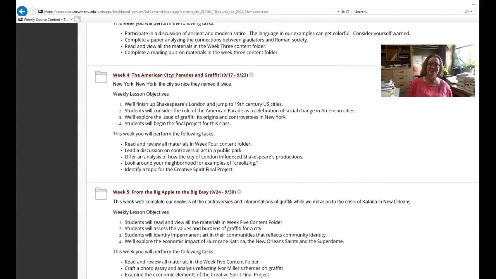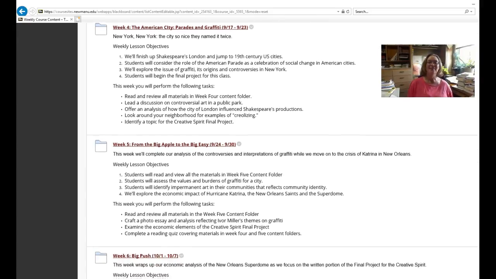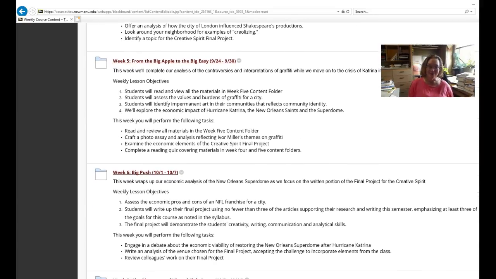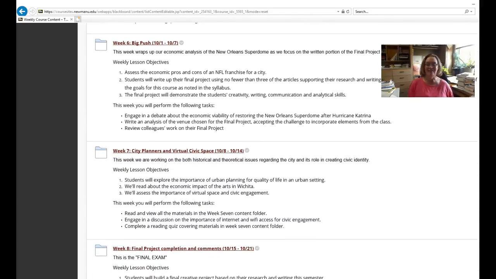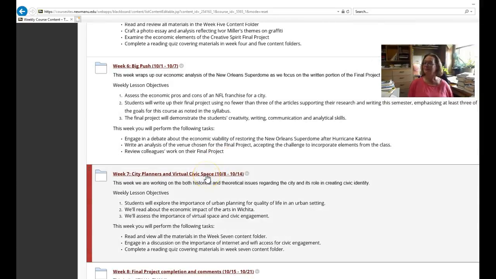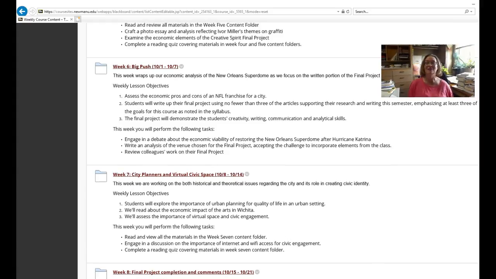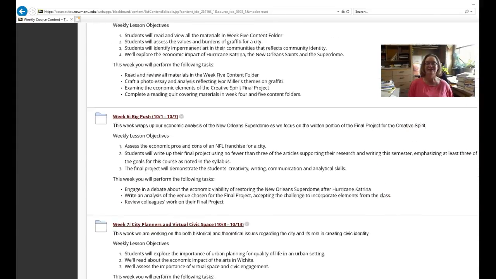Week 3, London and Shakespeare. Week 4, the American City. We're going to have some talks about parades and also graffiti. And then we're going to go to New Orleans and talk about the Superdome and on and on. So there's a lot going on. And oh gosh, week 7, virtual civic space. What are we doing about creating the community square, the city square, in an age of social media, in an age of digital communication? So we've got a lot to do in this class.